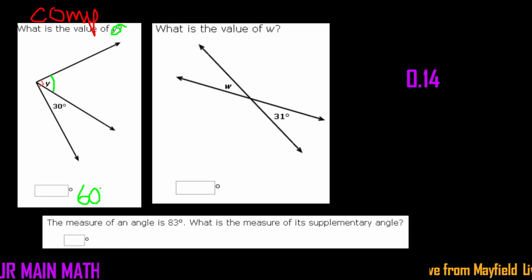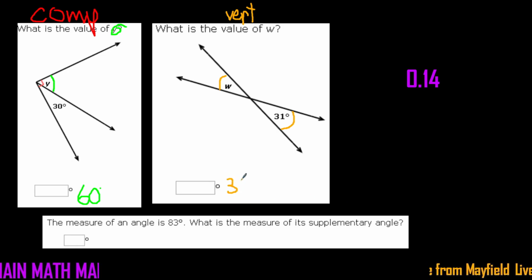For our vertical angles, again, vertical angles are going to be the same. So when it says what is the value of w, we know that these two angles, w and 31 degrees, are going to be the same. So that means very simply this is also going to be 31 degrees.